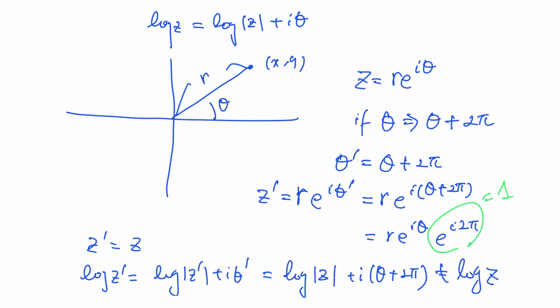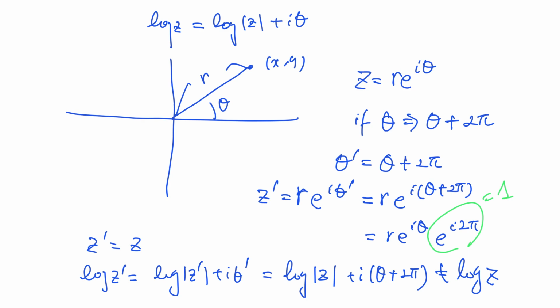Then, if you rotate theta by adding 2 pi, we call this z prime. The z prime is r times exponential i theta prime, which is r times exponential i theta plus 2 pi. But exponential 2 pi i is equal to 1. Exponential 2 pi i is cosine 2 pi plus i sine 2 pi. Cosine 2 pi is equal to 1. Sine 2 pi is 0, right? So we added 2 pi, and let's denote this as z prime.